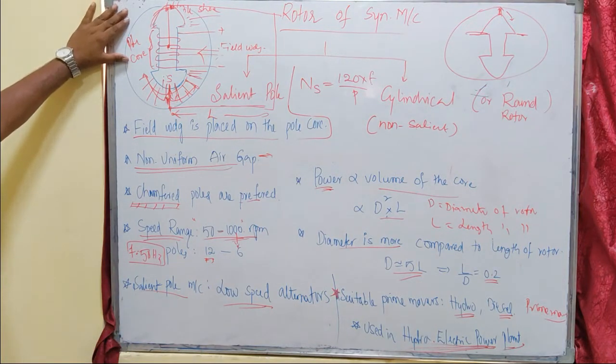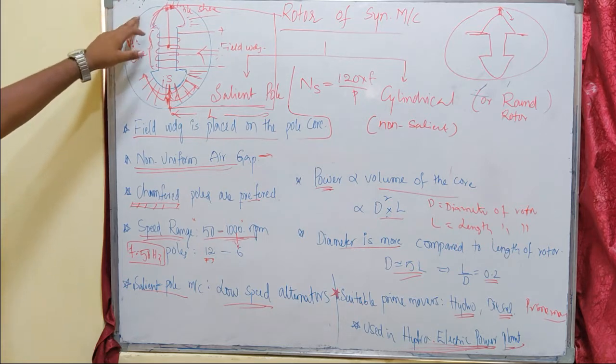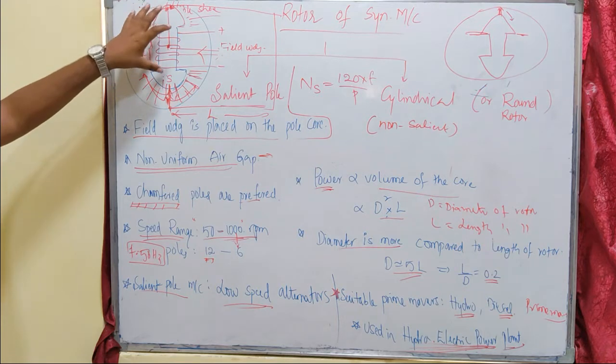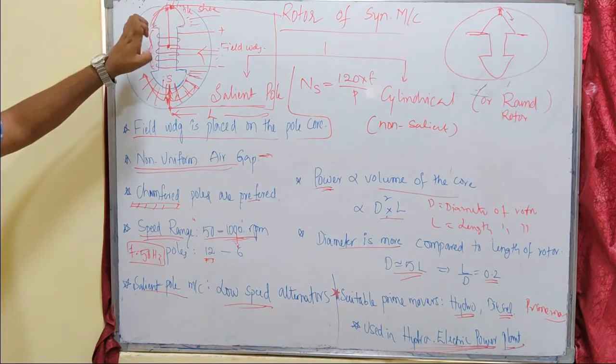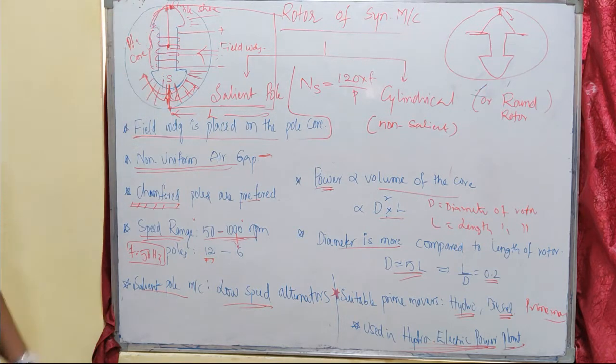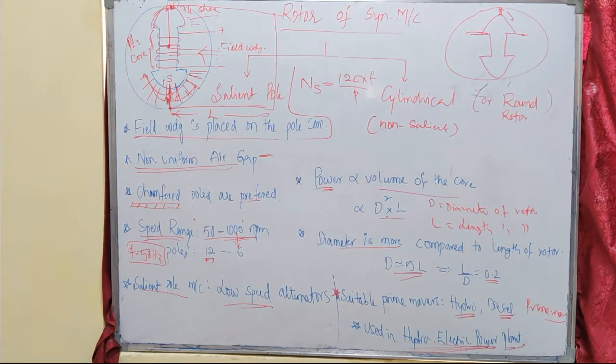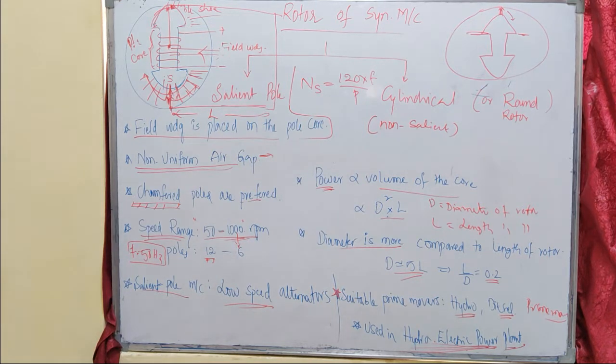The salient pole rotor has a shape like this, and the field winding is placed on the pole core. It generates a non-uniform flux distribution, which is the main reason for the production of harmonics. If the flux density waveform is non-sinusoidal, then the induced EMF is also non-sinusoidal, and the non-sinusoidal induced EMF will consist of harmonics. Therefore, to reduce these harmonics, we use a type of pole.